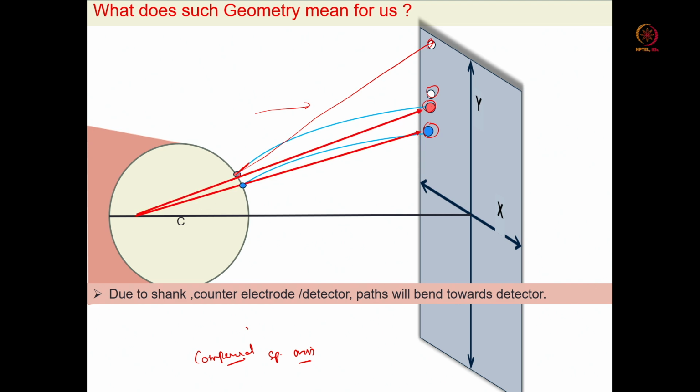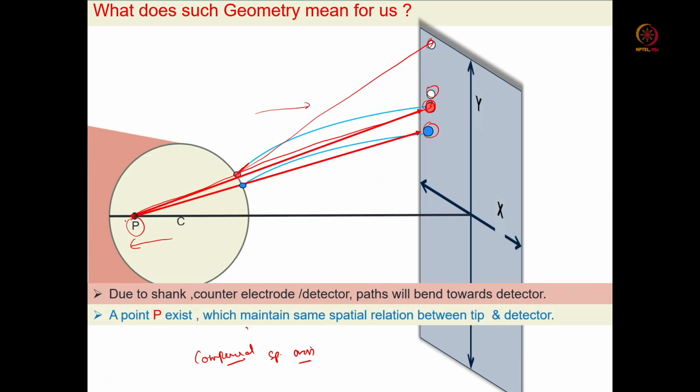Based on this, we can use a simple reverse projection model. It is assumed that the final hit position of that particular ion can be regarded as a straight line passing through that atom on the tip surface, and it crosses at a position away from the center of that hemisphere. You can put the center of the hemisphere there; that point is called P. So a point P exists which maintains the same spatial relation between the tip and the detector. This is the basic assumption in the reverse point projection model.